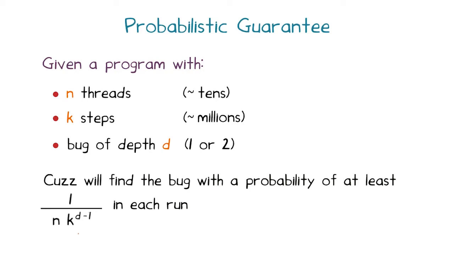In other words, we expect to find the bug once after n times k to the power d-1 runs, which is a tractable number of runs for n and k in these ranges. More significantly, this is a worst-case guarantee, and as we shall see shortly, Cuzz does even better in practice, in that it finds concurrency bugs with far fewer runs than what is predicted by this guarantee. First, let's look at a sketch of the proof of this probabilistic guarantee.